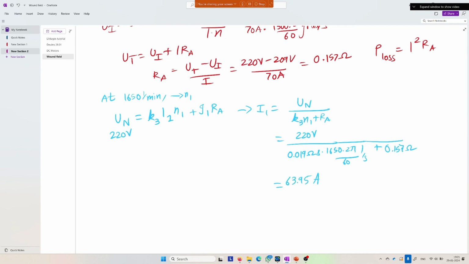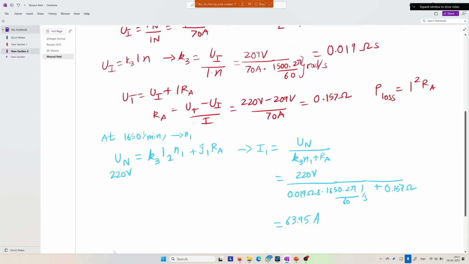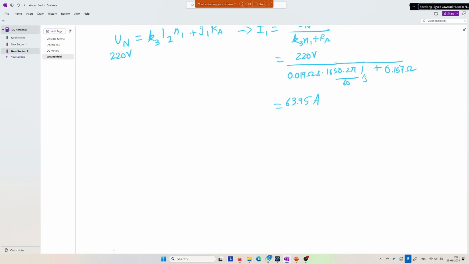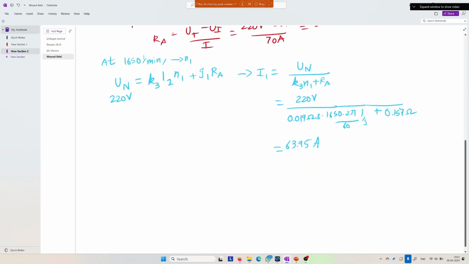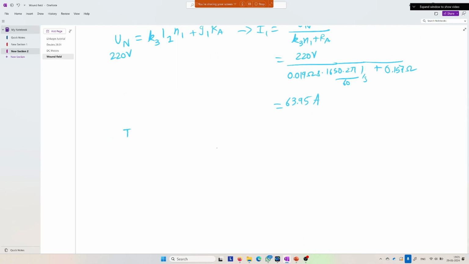63.95 amps. And as we saw here, the torque is proportional to I squared. So you don't have to go to that complicated formula with torque and N relationship. You can just take T1 by T nominal is equal to I1 by I nominal squared. So T1 equals Tn into I1 by I nominal squared.